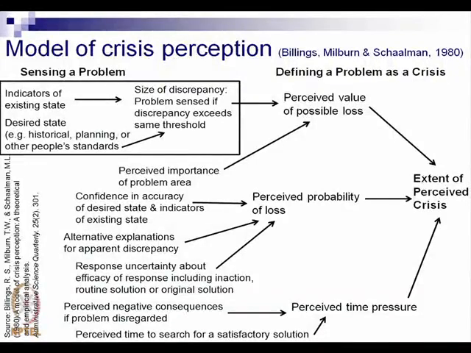Okay, model of crisis perception. We have indicators of the existing state. There is a desired state, which is historical planning or other people's standards, and as always, I forgot to close the bracket. Sorry about that. Size of discrepancy, which is the problem sensed. These indicators of existing states lead to the size of discrepancy, which is the problem sensed if discrepancy exceeds some threshold. Desired state is there.